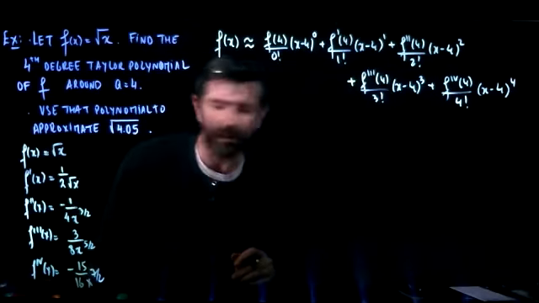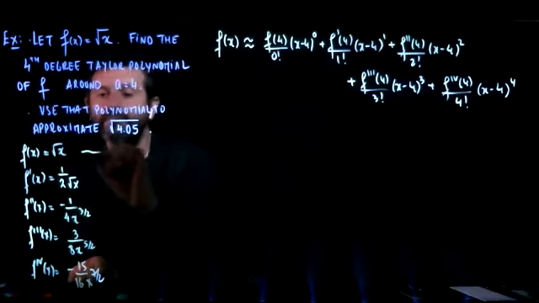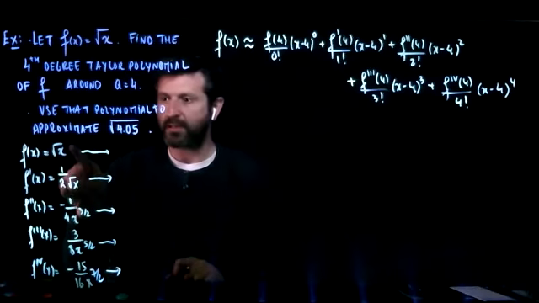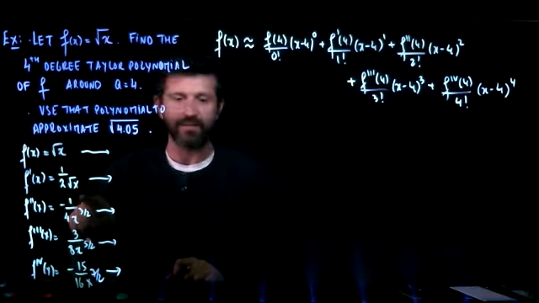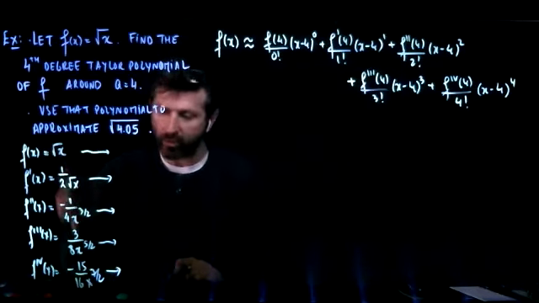Can you still see? Yeah. Who's got questions on this? Okay, so this is x to the power of a half. Deriving, you get 1/2 x to the negative a half, then x to the negative 3 over 2. Deriving again, you get 3 over 2 times x to the negative 5 over 2, and so on.